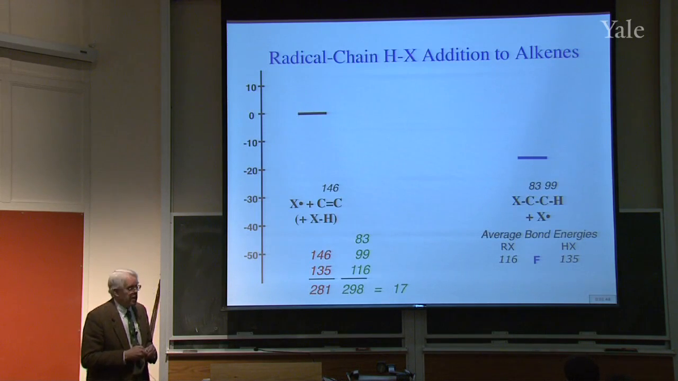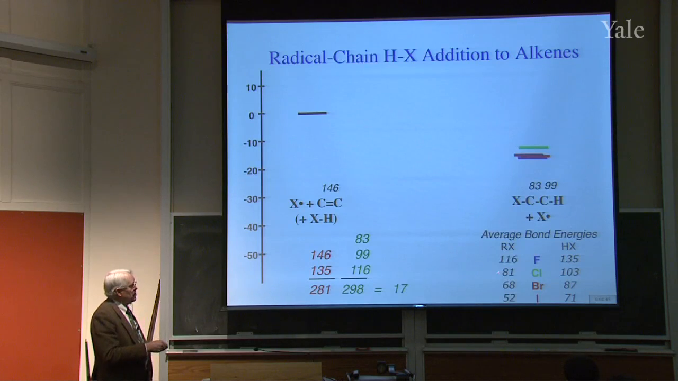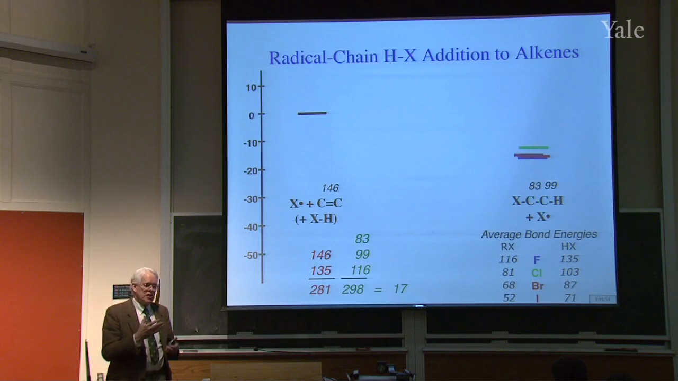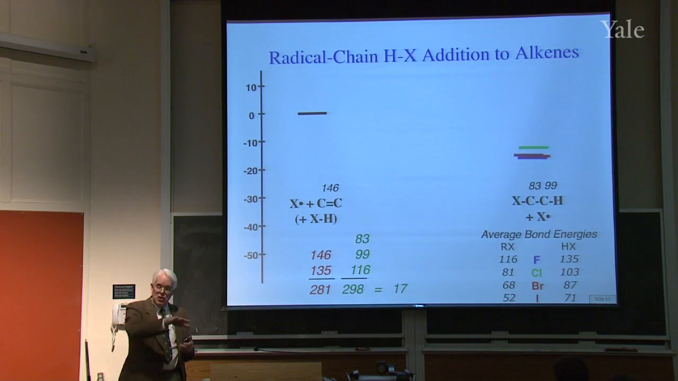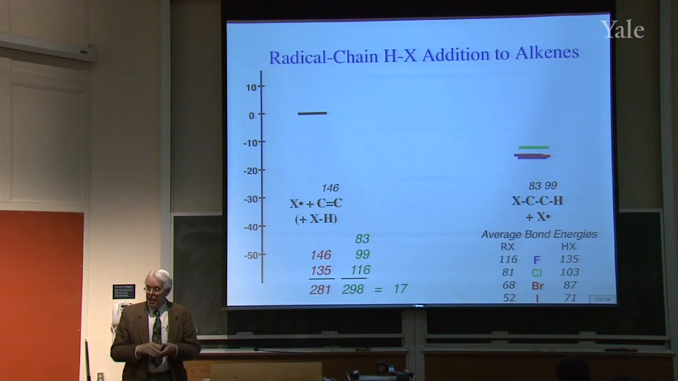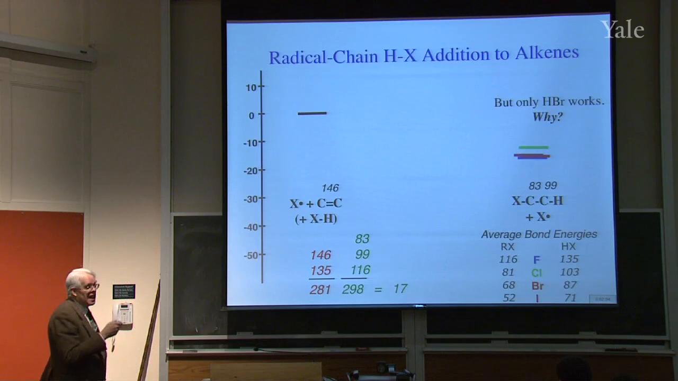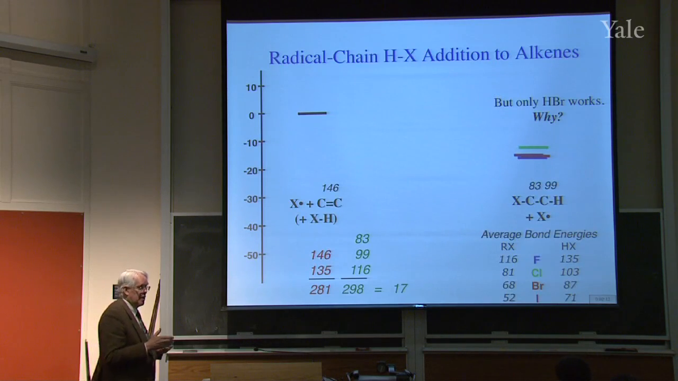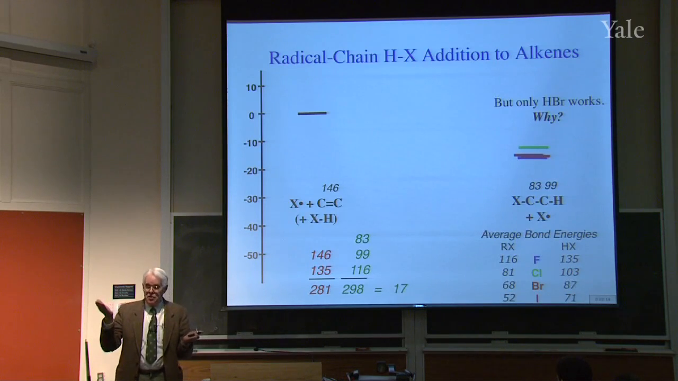How about in the case of the other halogen atoms, right? We can use the corresponding values for their bonds, and we get that they're all almost exactly the same. So all these additions would be the same exothermicity. So you might think they'd all go at about the same rate. But they don't at all. Only HBr works. Why? The reason is overall the thermodynamics is fine for the transformation, but the question is mechanism and activation energies, right?